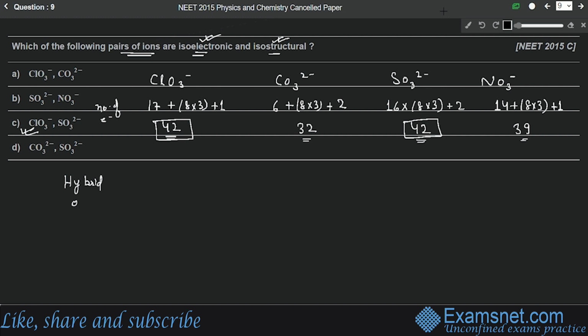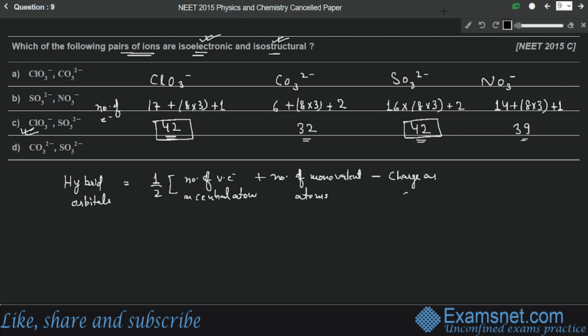Hybrid orbitals. For that, we have the formula: half into number of valence electrons on the central atom, plus number of monovalent atoms, minus charge on the cation, plus charge on the anion. Okay, charge on anion. So this is the formula that we use.